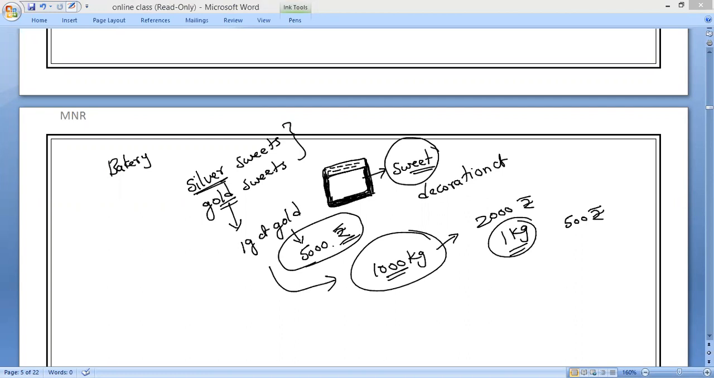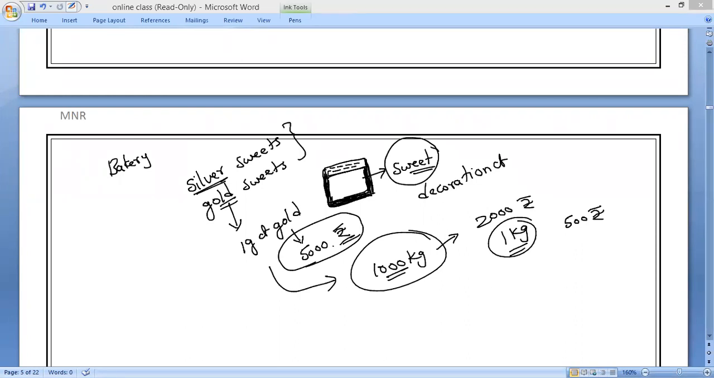Decorating sweets. I'm telling you this because it's not for fun. They will ask you in the exam what metals we are using to decorate sweets. What metals? That is gold and silver. Understand? Gold and silver. That is what I'm saying.